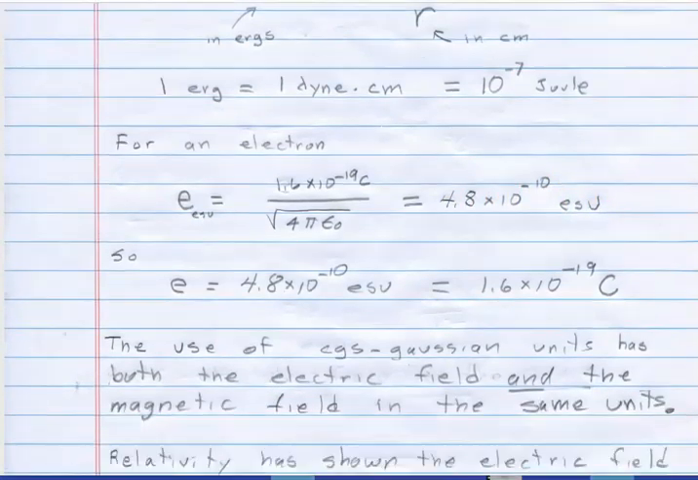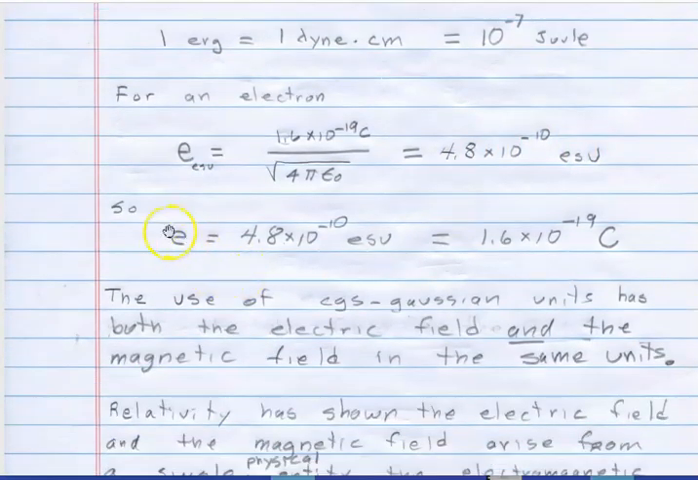And so, depending on your set of units, you would represent the fundamental charge on the electron always as e. But if you're using SI units, you use 1.6 times 10 to the minus 19th. If you're using these Gaussian units, you would use this value here. And then you don't have to worry about this 1 over 4 pi epsilon naught ever again.